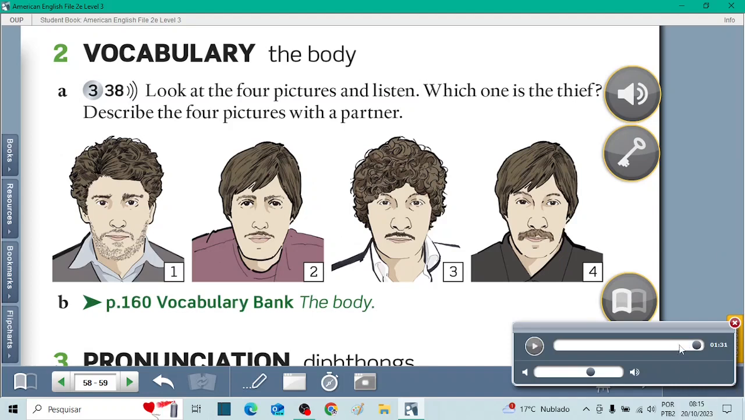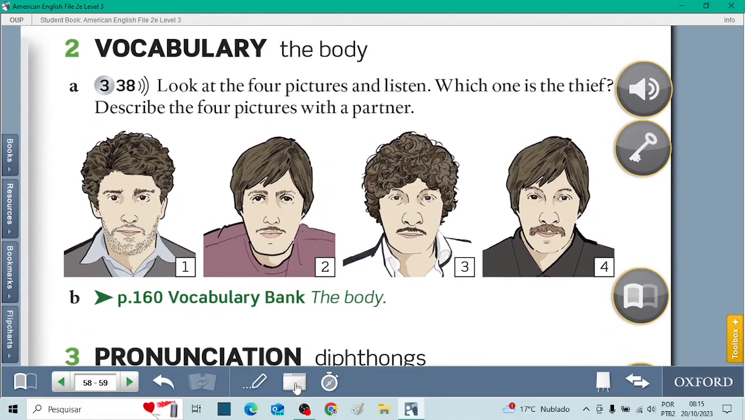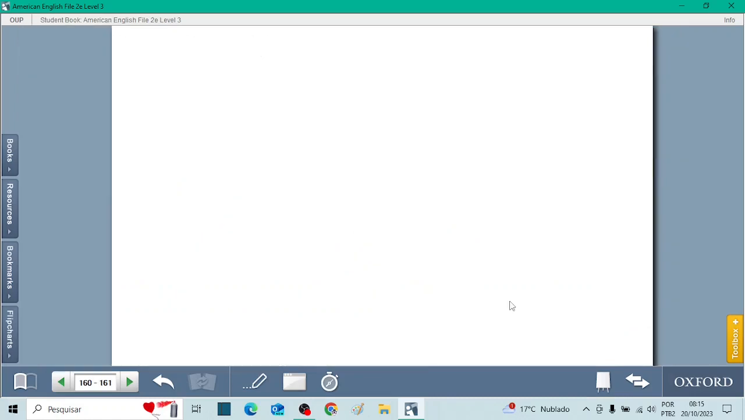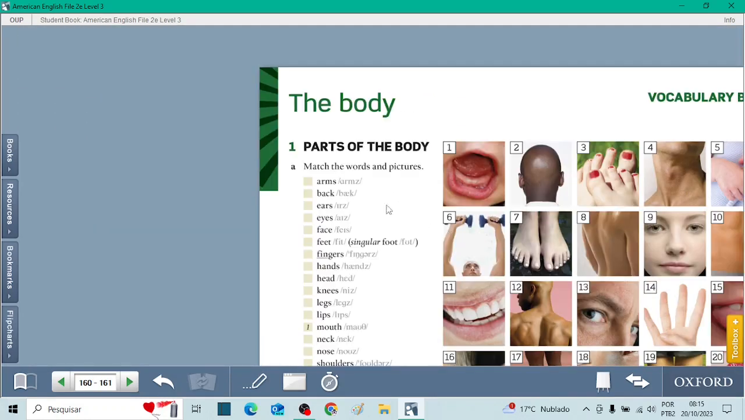Okay, listen again if necessary. Who was the thief? Let's check your answers. It was number 3. Okay, excellent. Now, let's go together to Vocabulary Bank page 160 and learn about the body, okay?